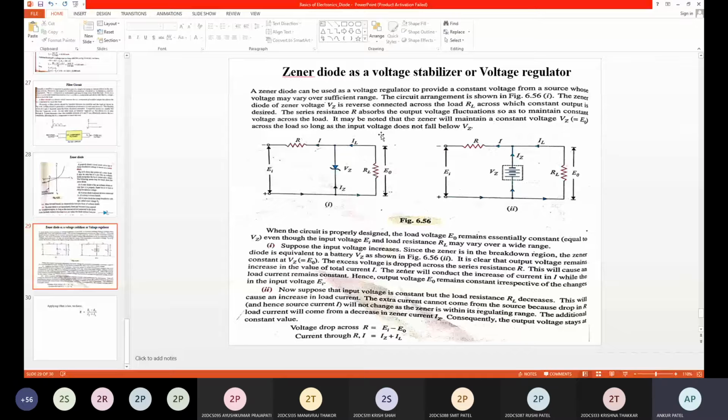Okay, so this Vz is nothing but the breakdown voltage or voltage across this Zener diode. It is connected in reverse direction, so when it acts as an on state, it acts as a battery. So we can say this Zener current, this resultant current, this load current IL. So Zener diode can be used. Okay, I am making the full screen.